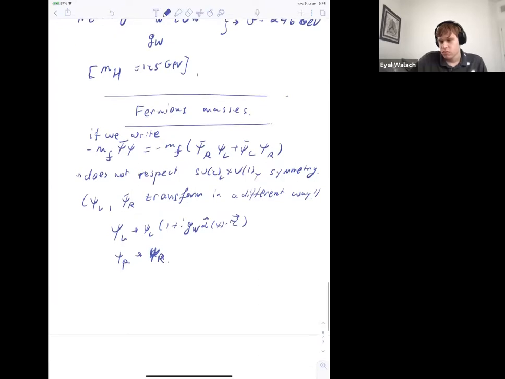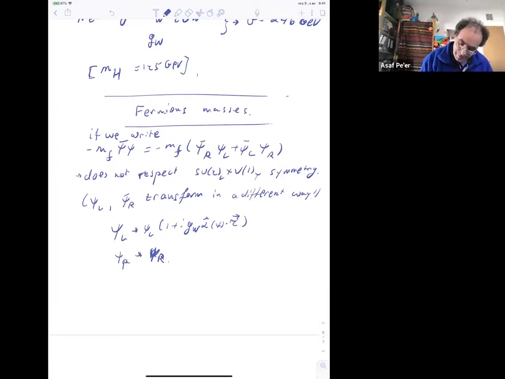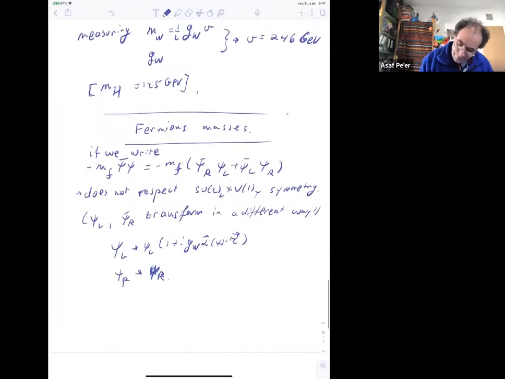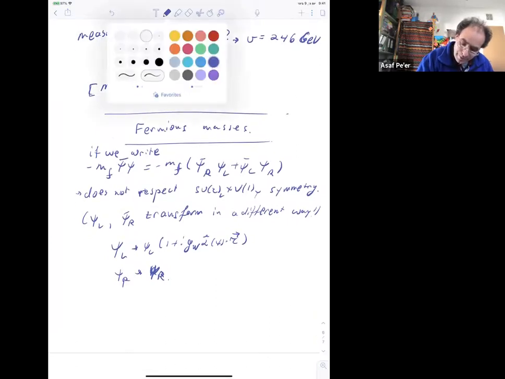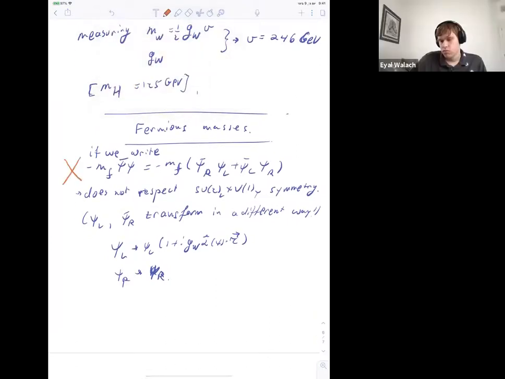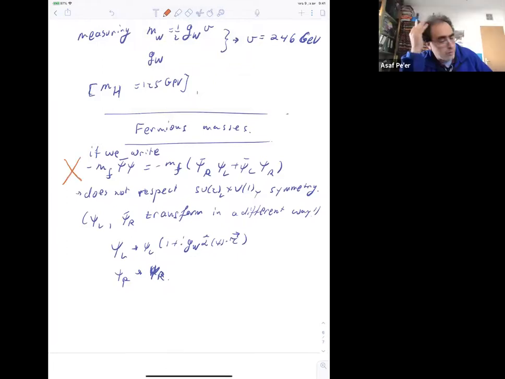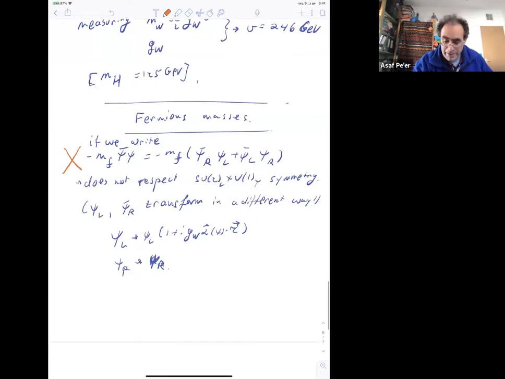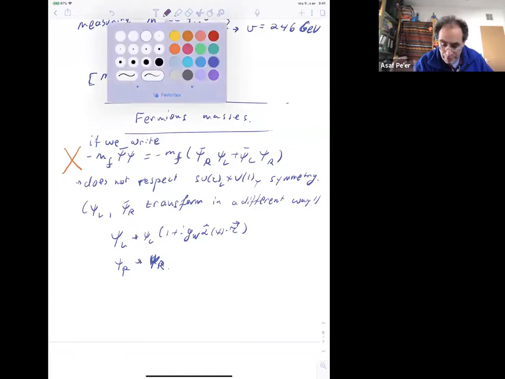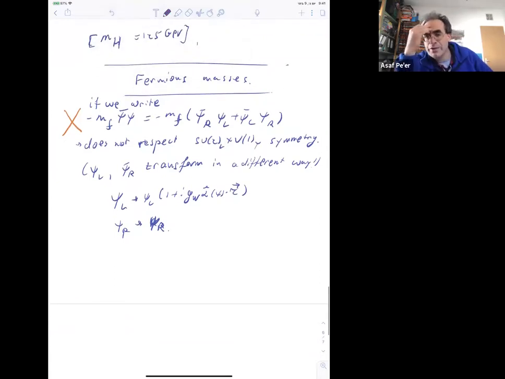So this term, put a big X, it doesn't appear in the Lagrangian of the standard model. What do we have? What can we have? Instead, we do have masses for the fermions. We know they do, so we must have some term in the Lagrangian that represents masses. How can we get masses?